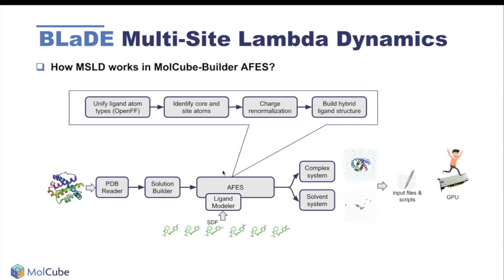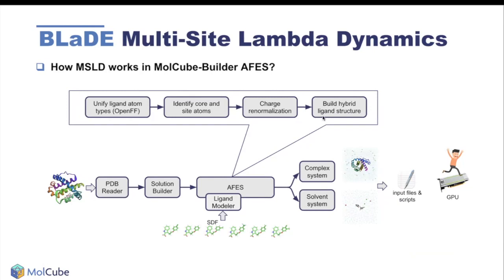In AFES, the MSLD preparation section consists of 4 major steps. If the ligand force field does not have fixed atom types, like in the case of OpenFF, we need to unify the atom types for a given series of ligands. Then our algorithm automatically identifies the core fragment and attached substituents with little assistance from the user. The charge renormalization step will adjust the atomic charges in a way that all substituents at one site have exactly the same net charge value.